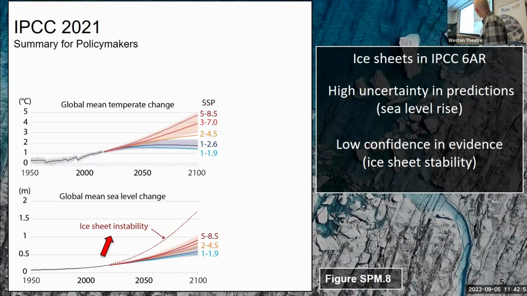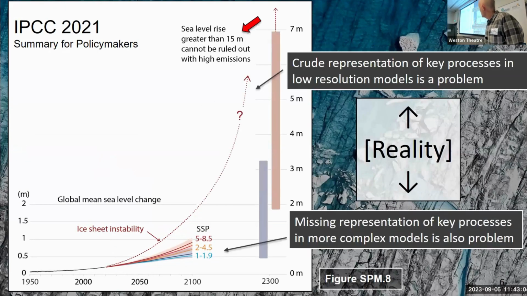The problem is that we have high uncertainty in our predictions, and we've got low confidence in some of the key evidence that's important to tie this model into reality. On the upper spectrum, in what we call high-end estimates of sea level rise, extreme scenarios, we've got some model outcomes indicating that we could conceivably get somewhere between 5 to 50 meters of sea level rise over a couple hundred years.